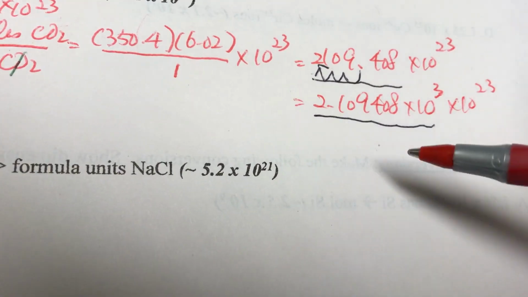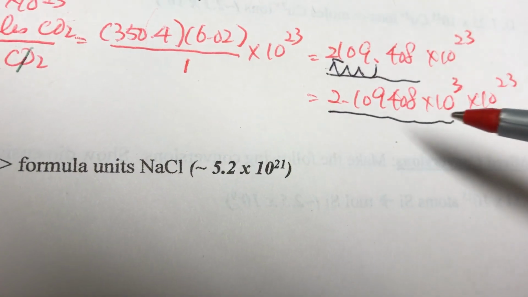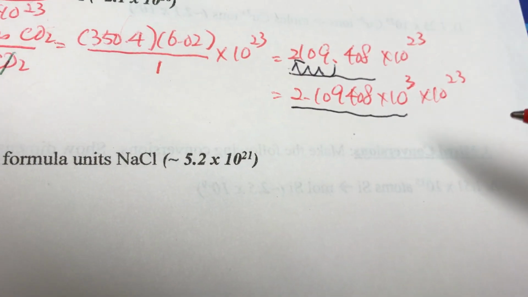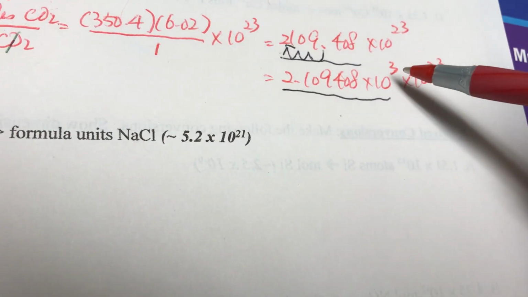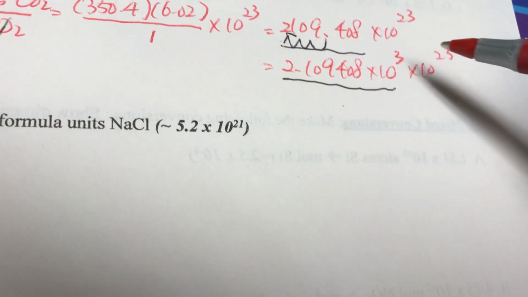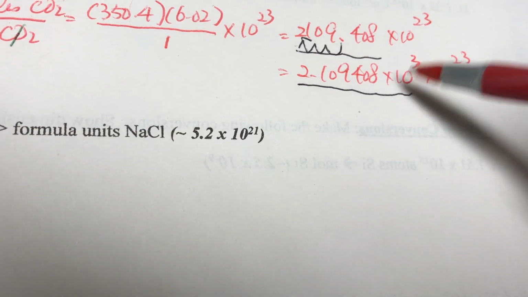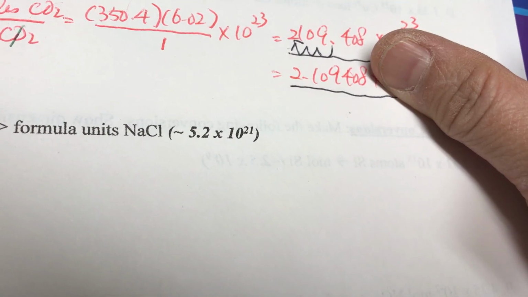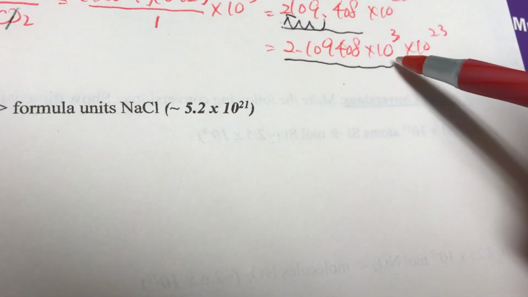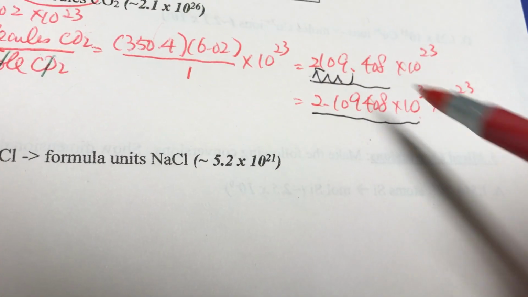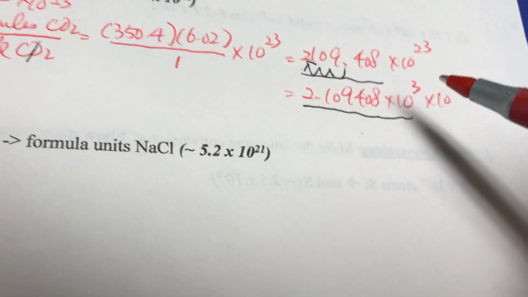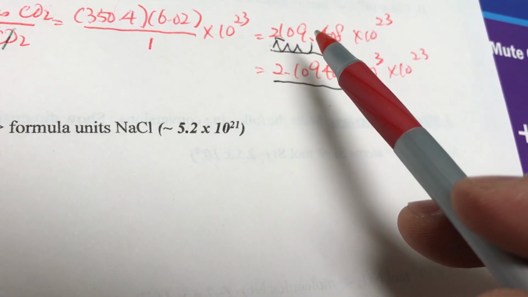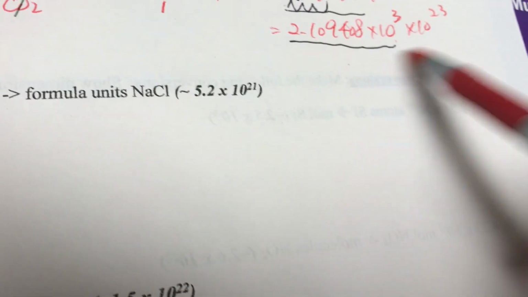In the class, I had someone immediately write 2.109408 times 10 to the power 20. It's because they thought this is a negative 3 exponent, which is wrong, because they did not write this part out and double check. It's supposed to be positive 3 or negative 3. This is supposed to be positive because this number originally is bigger than 1. So don't be lazy. You have to write it out.